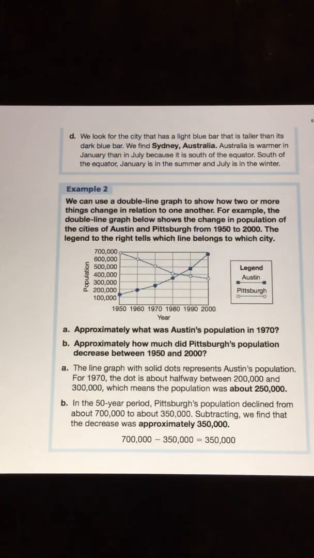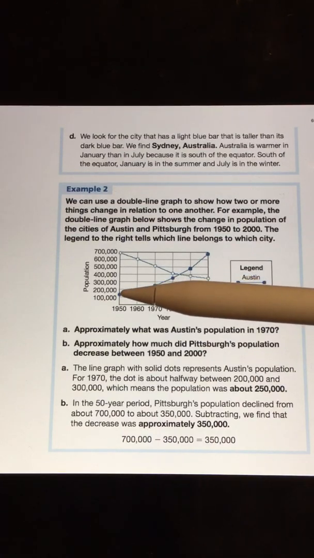As we look at our next graph in example 2, we are comparing two or more things that change, actually the population of the cities of Austin and Pittsburgh. As you look at our legend, Austin is the darker line with the filled-in darker blue circles. Pittsburgh is the lighter line with the open blue circles that are white. So this is a double line graph.